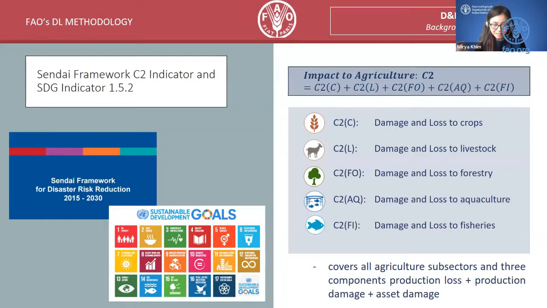As you can see on the right of this slide, the FAO methodology uses a standardized computation method to assess the direct damage and loss that occurs in the agriculture sectors as a result of disasters, which takes into consideration the specificity of each of the five subsectors, namely crops, livestock, forestry, aquaculture, and fishery. The computation of the methodology is presented in detail in the technical annex of the FAO latest report that I mentioned earlier in the previous slide, as well as in the guidance notes for the damage and loss assessment in agriculture. These two resources have already been made available to all participants through the webinar website.